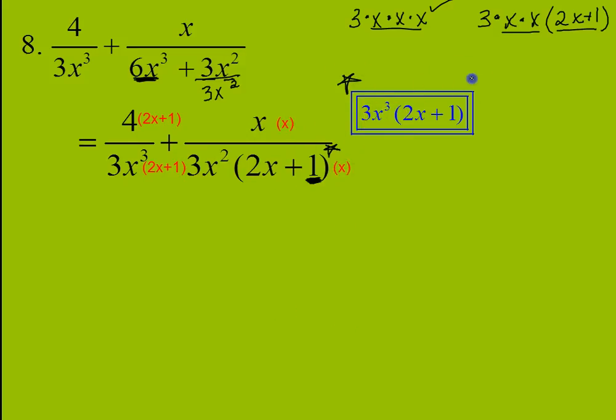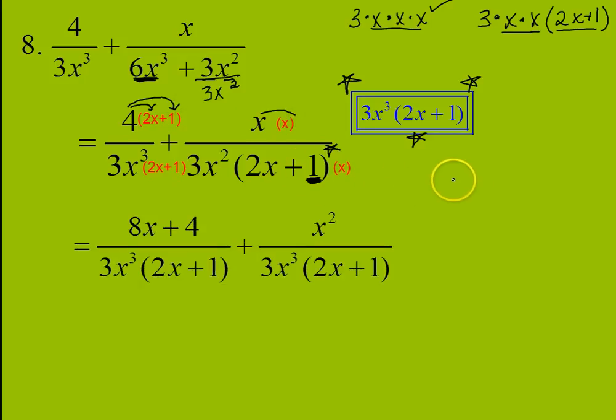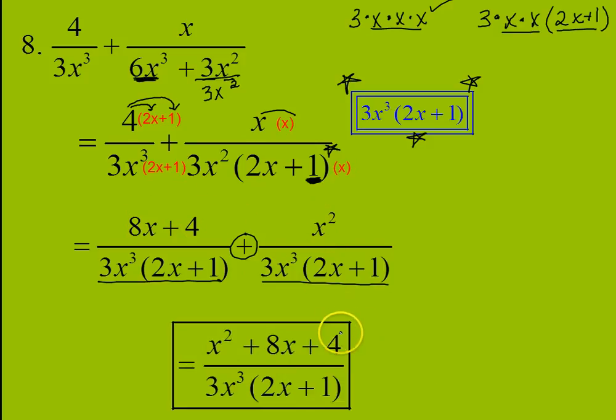Again, leave the bottom just like this. Do not start to distribute. FOIL the top. Distribute the top. 8x plus 4. X times x is x squared. Bottom's the same, so now I can combine these. And it's just addition, so I don't have to worry about negative signs. So what do I have? X squared plus 8x plus 4.